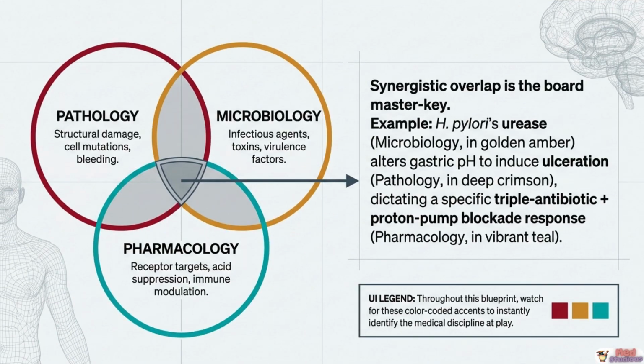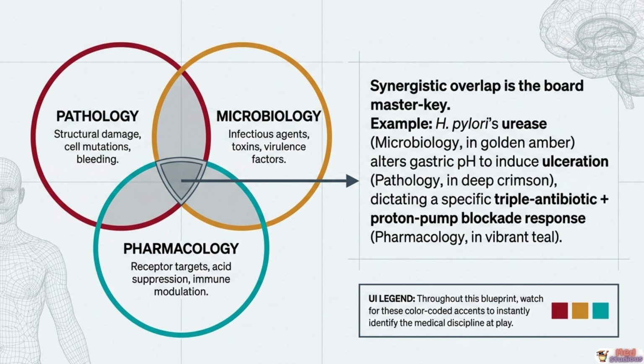Here's the master key to every high-yield GI topic. Disease, bug, and drug are never separate stories. They're one story told three ways. Take Helicobacter pylori. As a microbiology fact, it's a gram-negative organism that produces the enzyme urease. As a pathology fact, that urease neutralizes stomach acid locally, allowing chronic inflammation and eventually ulceration of the gastric mucosa.